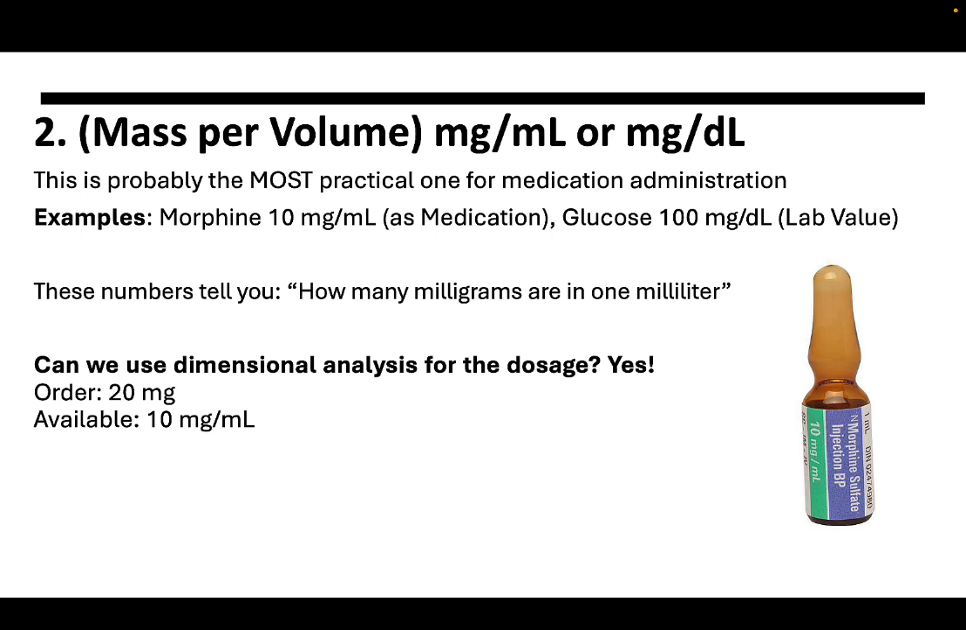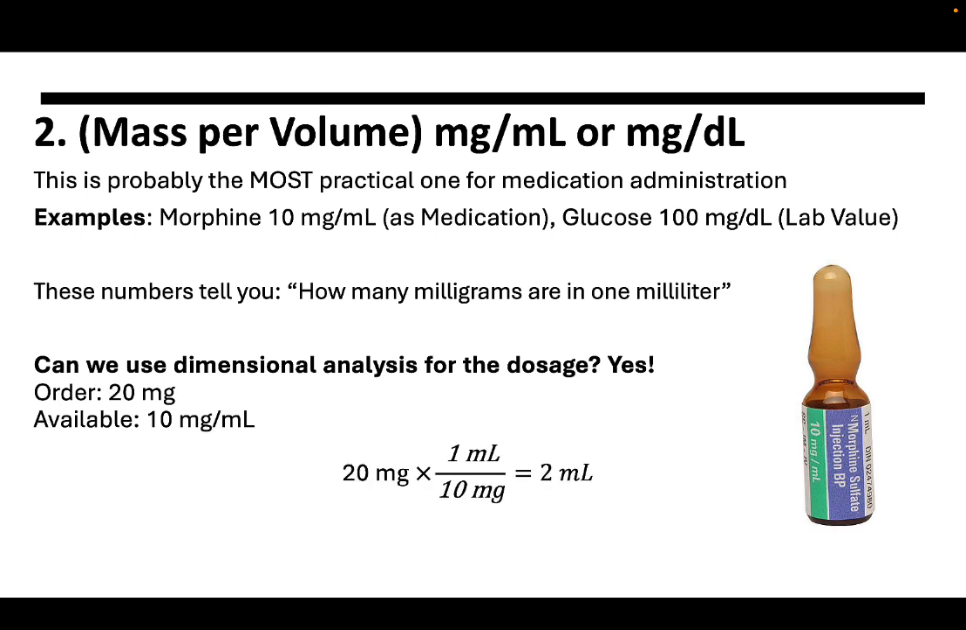If what is ordered is 20 milligrams of morphine, that's the amount of drug that needs to be delivered. But all that's available is this morphine solution. We don't just have solid morphine sitting around the hospital. What we have is this solution of morphine for which every milliliter has 10 milligrams. It's 10 milligrams per every 1 milliliter of this solution. How many of these do we need to apply for the patient?